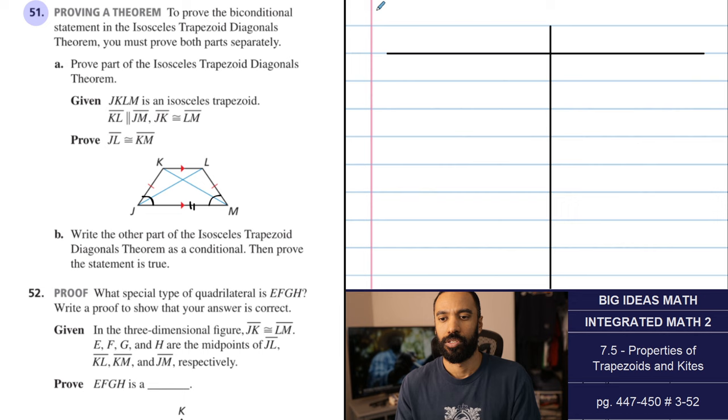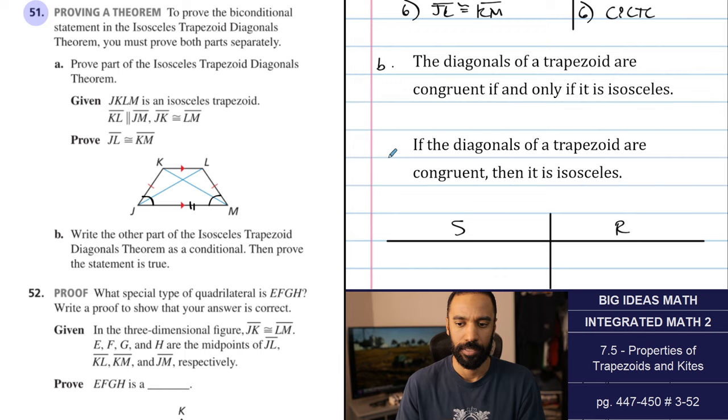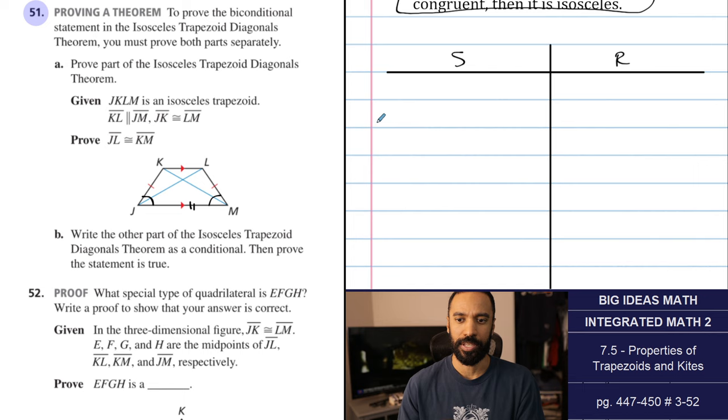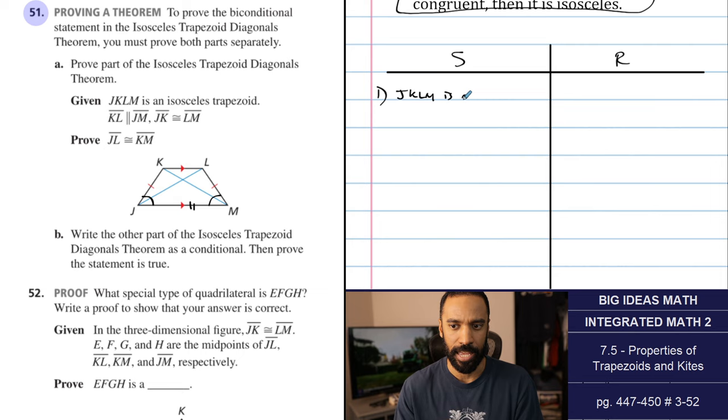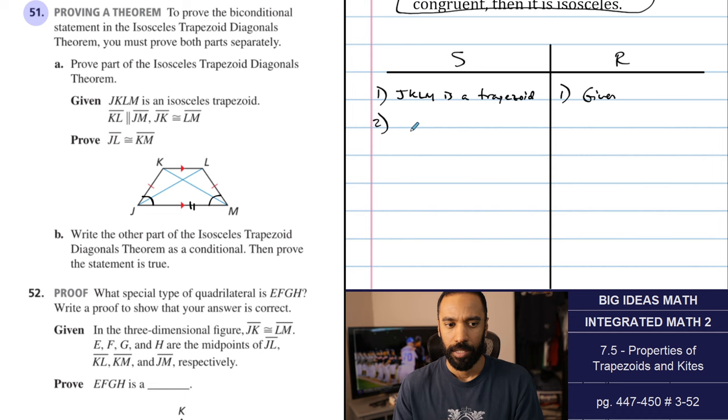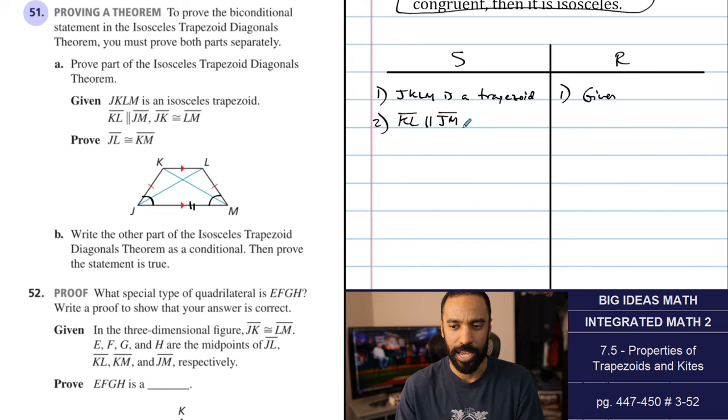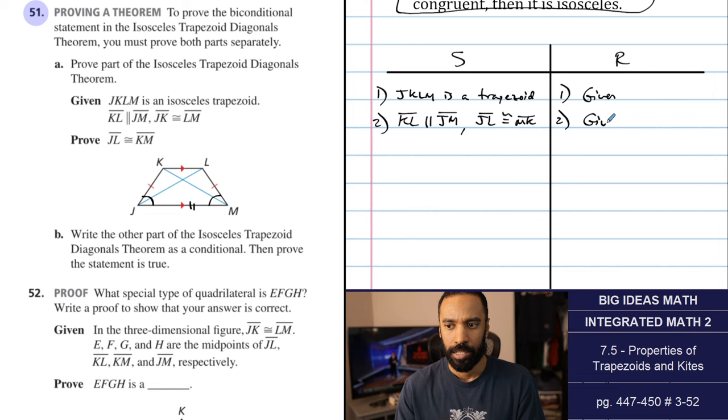So statements and reasons here for part B. Now one, I believe I can say JKLM is a trapezoid. And I can go off of KL still parallel to JM. But this time, we're going to say JL is congruent to MK. So these are the parts that we now know right there.